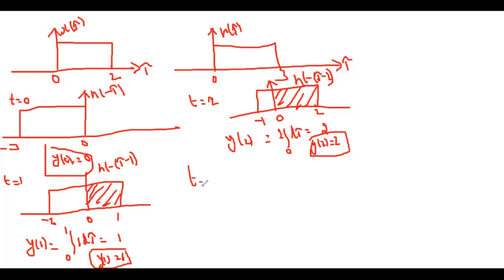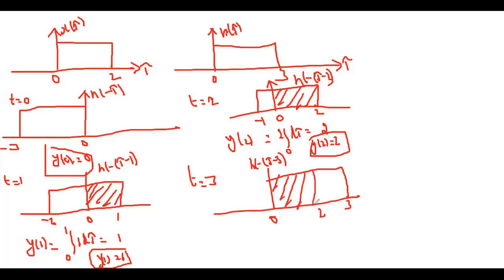Still at t equal to 3, it moves from minus 1 to 0 here, and at 0 the value is 3. You get it like this, the same as h of tau, now h of minus tau minus 3. After 3 samples we again get the same shape. Now the overlapping occurs only from 0 to 2. Again the same value, y of 3 is also 2.